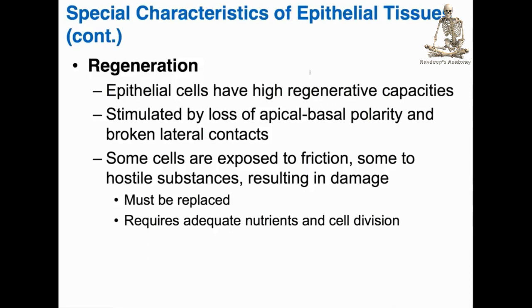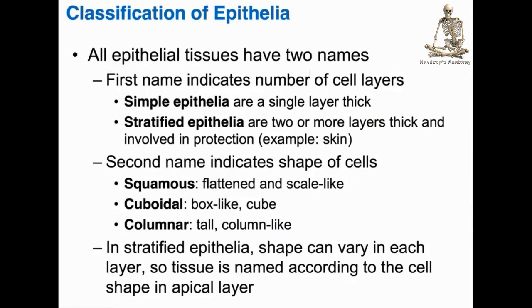Now these were the 5 characteristics of these epithelium tissue cells, and now we are going to move further with the classification of the epithelium or the epithelia. As per the names, it is classified by the number of cell layers. The first name of the epithelium indicates how many cell layers are present in the tissue, and they can be denoted as simple epithelia, which have a single layer of cells.